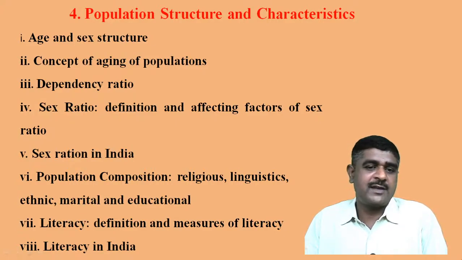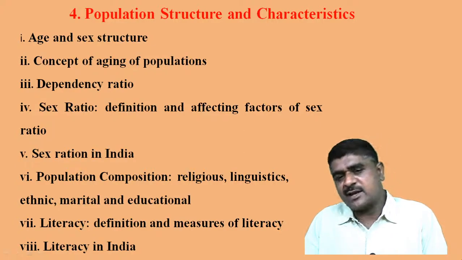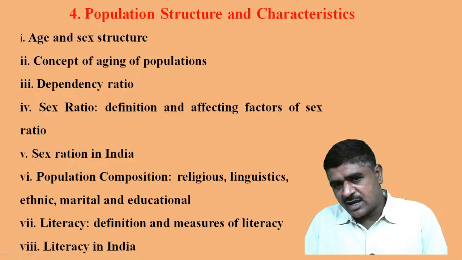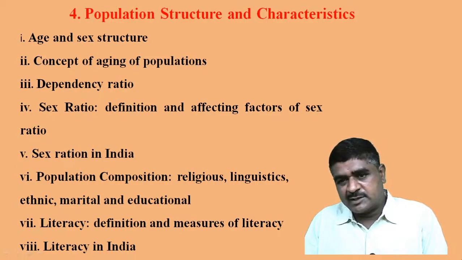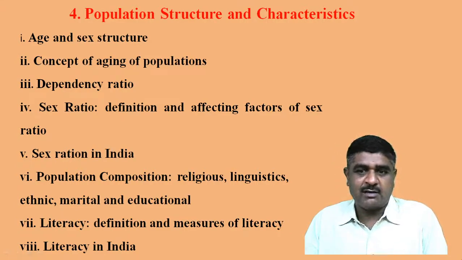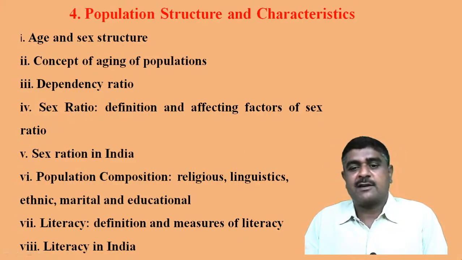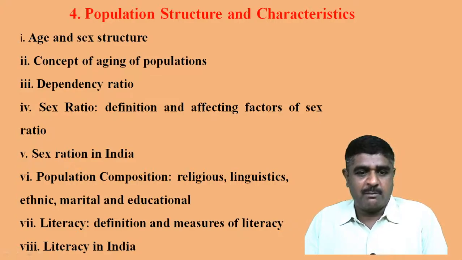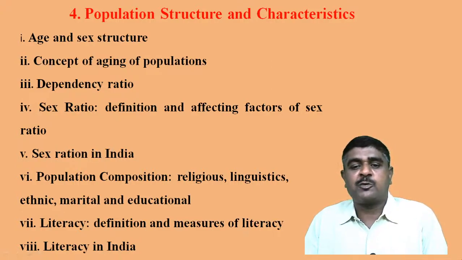Then population composition: religious composition and linguistic composition. In India there are different types of religion. How is this religious population distributed in India? India is a multilingual country, and how linguistic distribution differs according to space and time. Then ethnicity differs, and the marital and educational status of our population differ according to space and time. We'll see details in this topic.